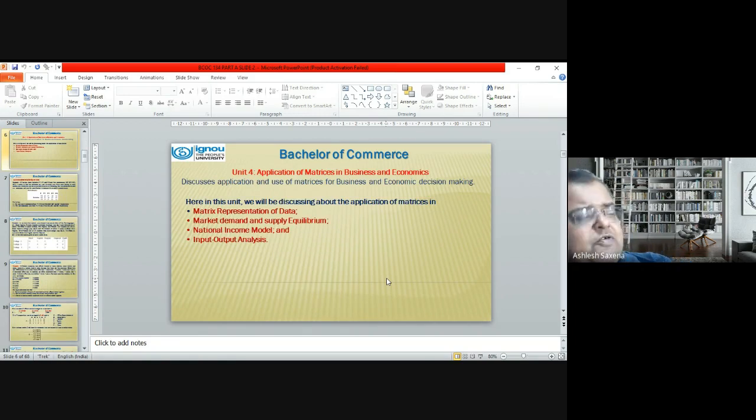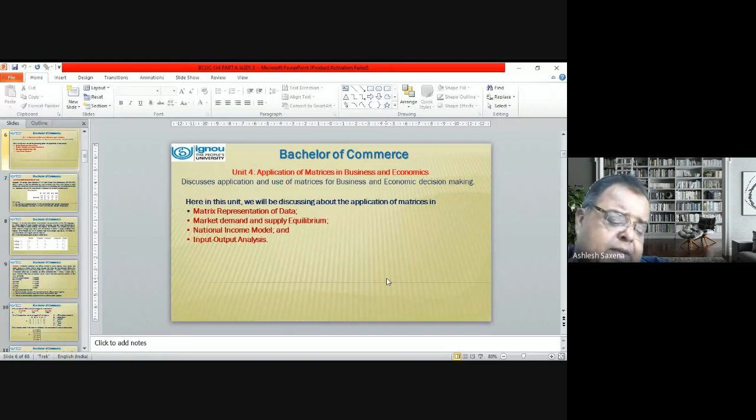We will now move to Unit 4. This is actually the application of matrices in business and economics. Here we will be discussing the uses of matrices in business and economics decision making.